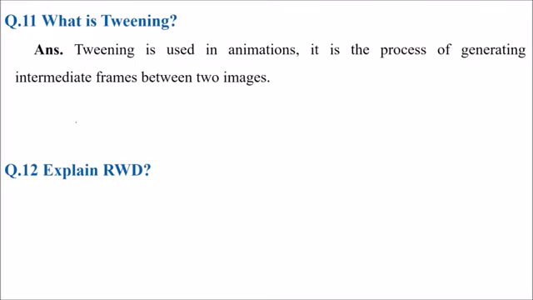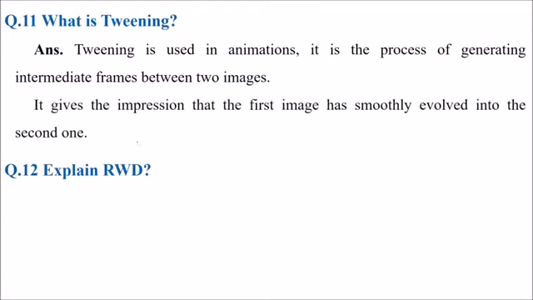The next question is, what is tweening? What do we mean when we say tweening? So tweening is used in animations. It is the process of generating intermediate frames between two images. So it gives the impression that the first image has smoothly evolved into the second one. And you see in CSS3, there is a very good feature called gradient, where you see the gradient changing. It means you can feel the opacity, the transparency changing.